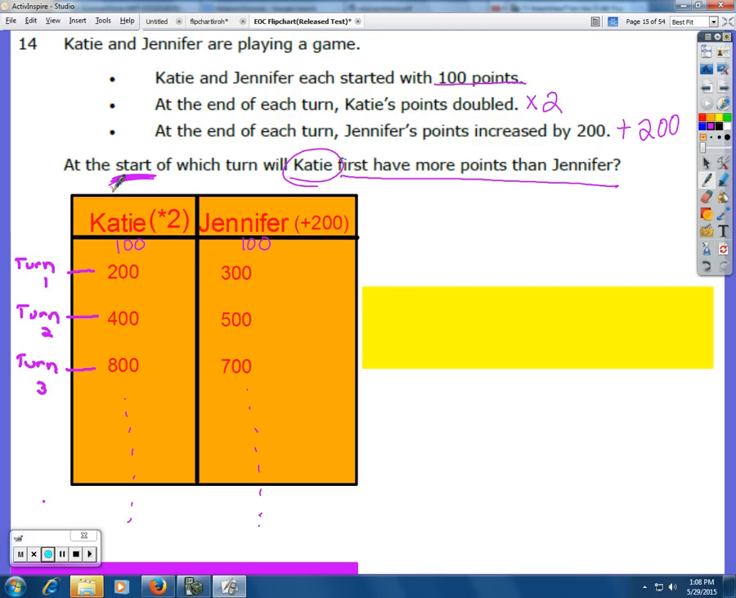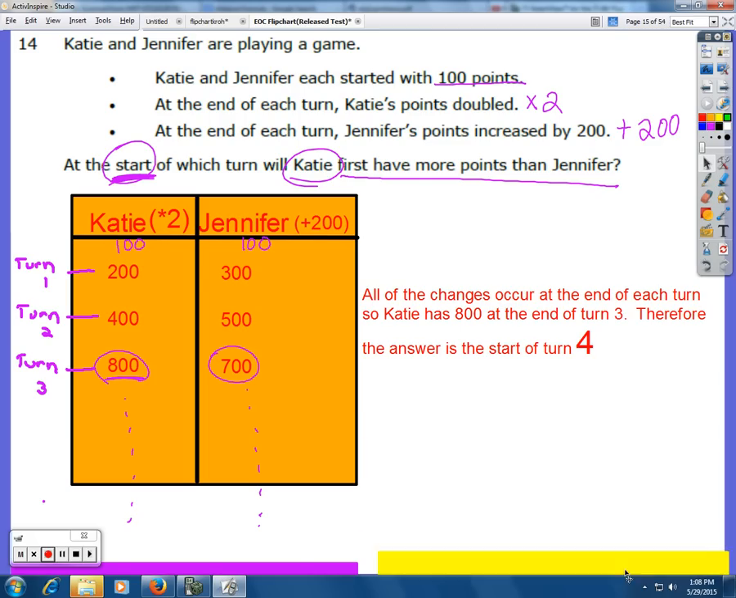So if you look here, Jennifer has more points for each of these, okay, until we get here. At the end of turn 3, Katie has more points. So we're tempted to say that it's turn 3, right? But these are the scores at the end of turn 3. And they want to know at the start of which turn will Katie have more points. Okay, so the answer is turn number 4. That's at the start of turn number 4. That's when Katie will have more points than Jennifer.